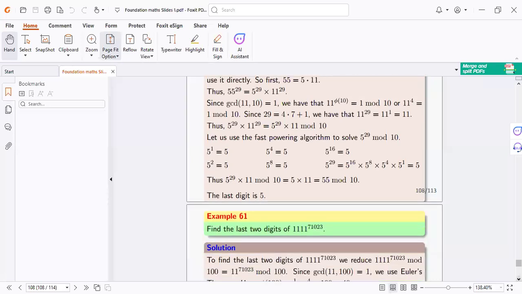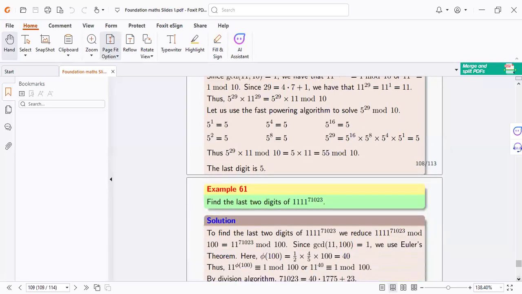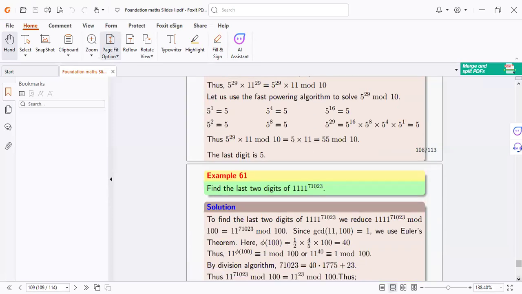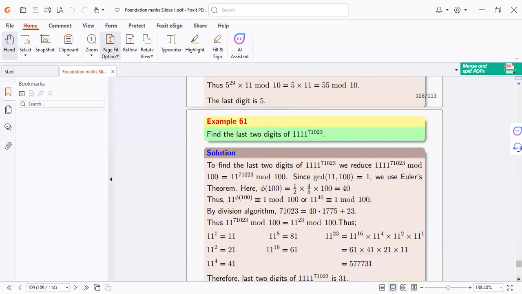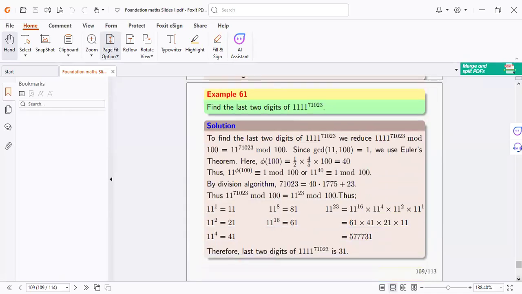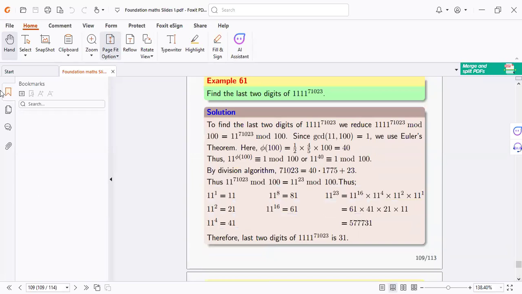Now what about the last 2 digits? We said we would do that mod 100. We'll do that mod 100. So we've been given a question here, and the question is, what are the last 2 digits here? So I'll do this mod 100.